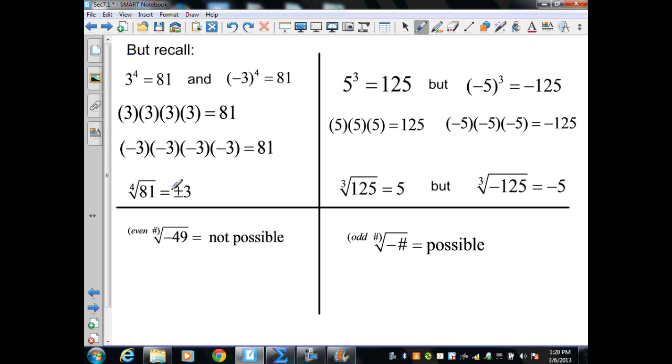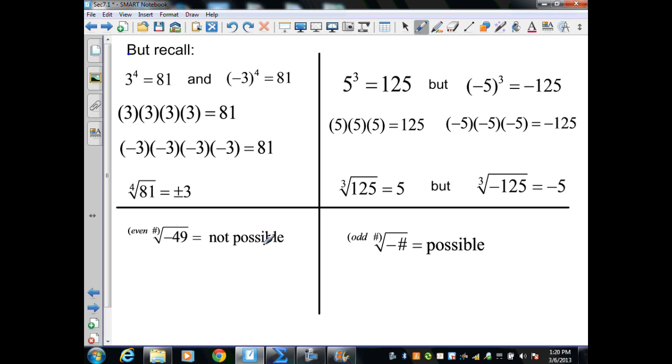On the contrary, if I have an even index and my radicand is negative, I do not have a solution. It's not possible to perform that operation because a negative times a negative is always a positive, or a negative times a negative times a negative times a negative, which is to the 4th power, is also positive. Anything to the even power is going to be positive. Therefore, this is not possible.